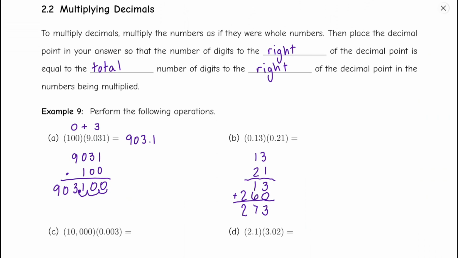Well, now I need to look at the original numbers being multiplied. 0.13 has 2 decimal places. 0.21 also has 2 decimal places. So if I add those together, my answer needs 4. So 1, 2, 3, 4. Oh, I need to add a 0 there. So we get 0.0273.